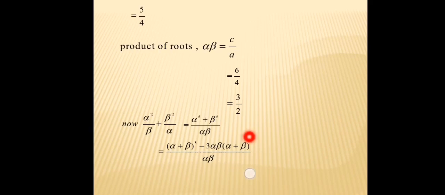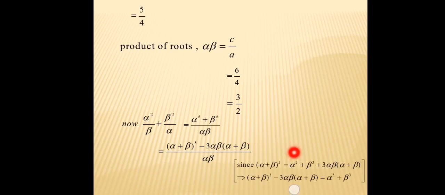After using the formula of (alpha plus beta) whole cube, we get (alpha plus beta) whole cube is equal to alpha cube plus beta cube plus 3 alpha beta into (alpha plus beta). Shifting 3 alpha beta into (alpha plus beta) to the other side, we get the value of alpha cube plus beta cube. So the value of alpha cube plus beta cube is (alpha plus beta) whole cube minus 3 alpha beta into (alpha plus beta) is equal to alpha cube plus beta cube.